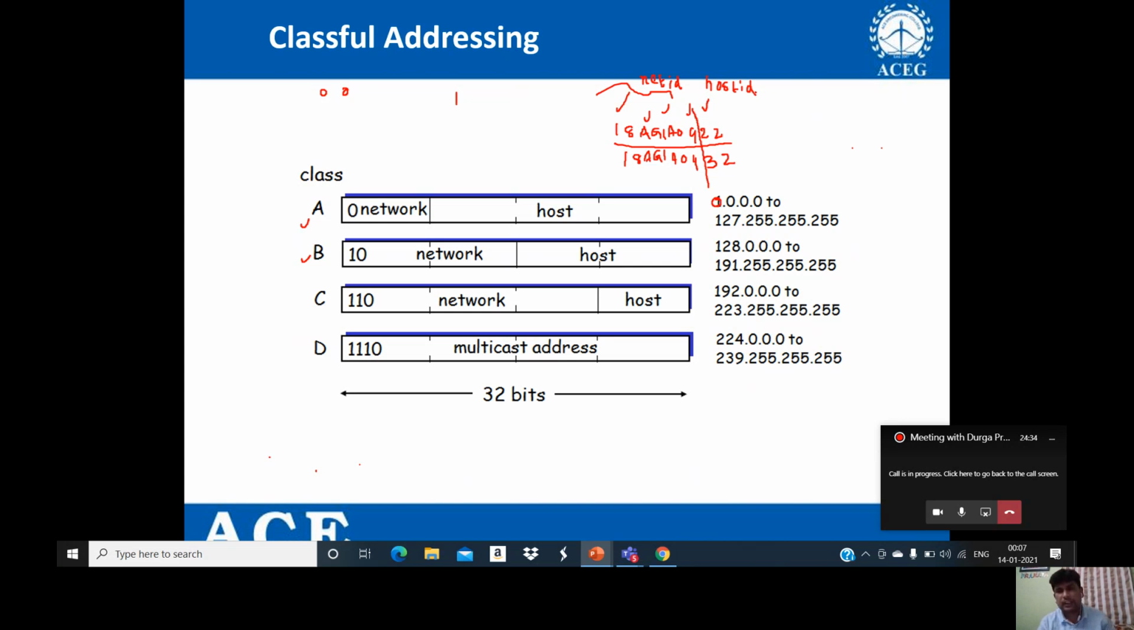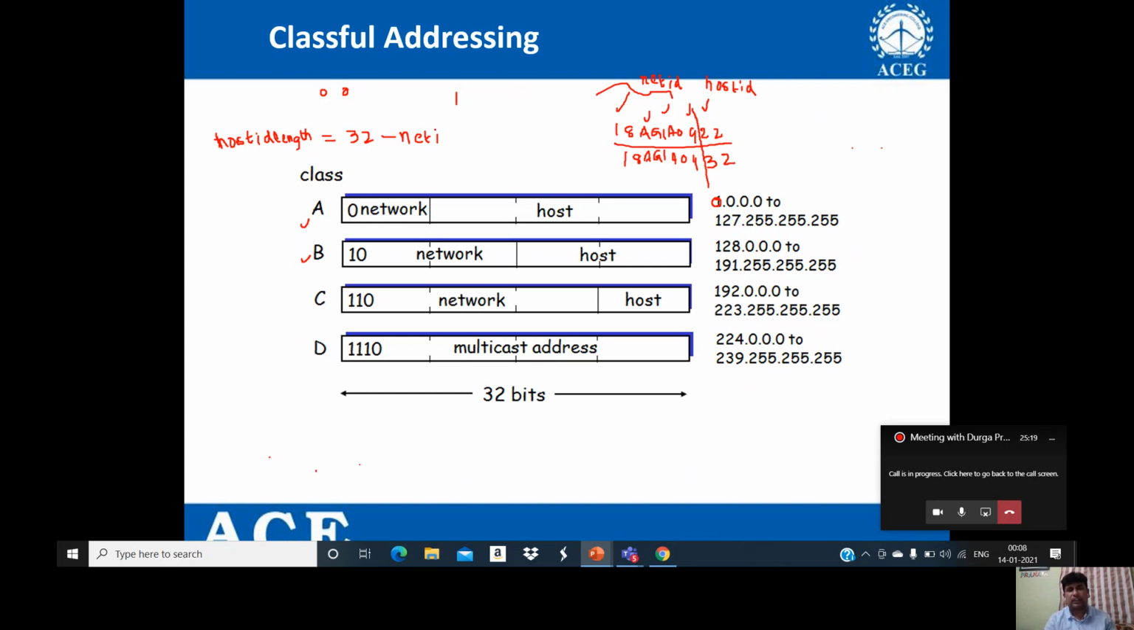The same thing we have in classless addressing, but there we refer to it as prefix and suffix. In classful addressing, the length of the network ID should be a multiple of 8. The relation between network ID and host ID length is: the host ID length is equal to 32 minus the network ID length.